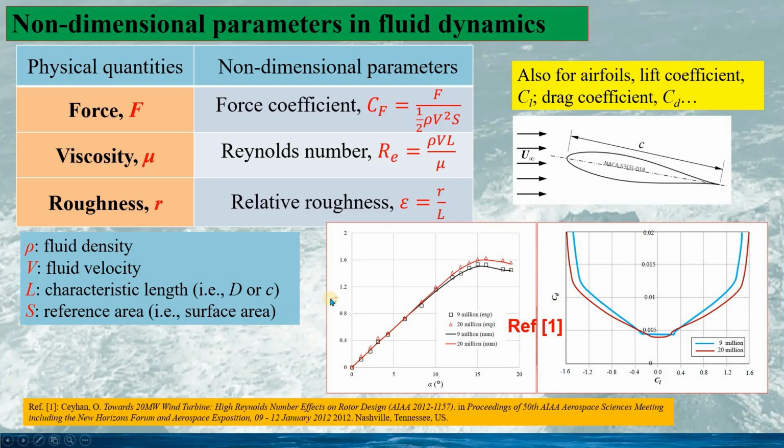We see the lift coefficient CL depends on the Reynolds number. See here, for different Reynolds numbers, we can see different curves, as well as the drag coefficient CD. Here is CD against CL as a conventional expression of the force for an airfoil. So again, we can see quite a big difference for different Reynolds numbers.